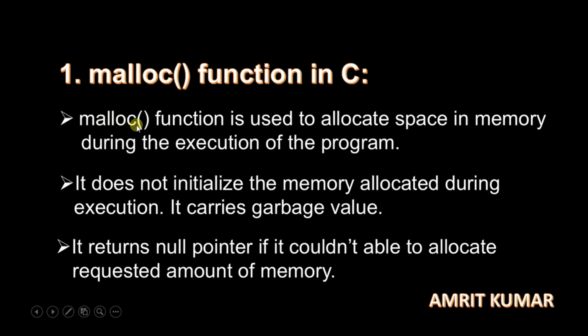The Malloc function is used to allocate space in the memory during the execution of the program. It does not initialize the memory allocated during execution. It carries the garbage value. And it returns a null pointer if it could not allocate the requested amount of memory. Now let's look at the program in C language in which we will allocate memory with the help of the Malloc function.